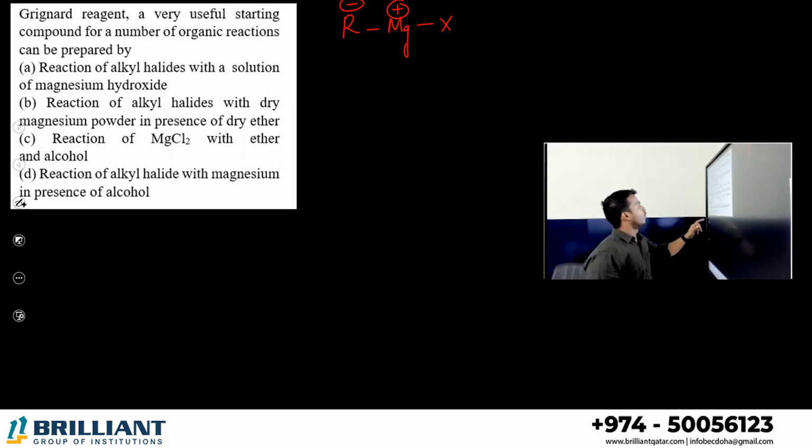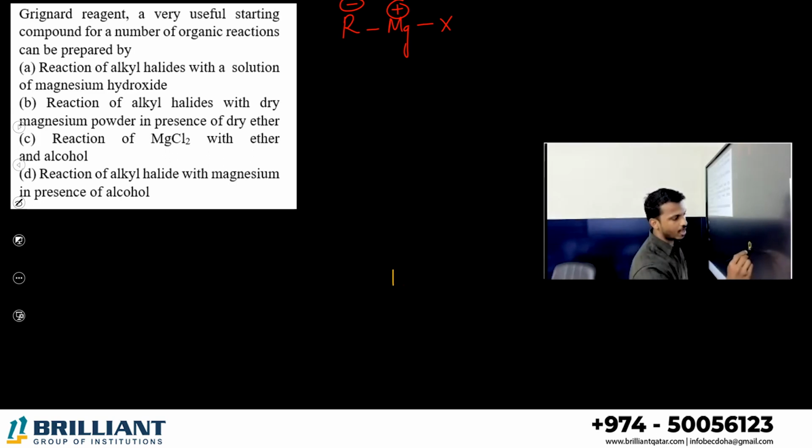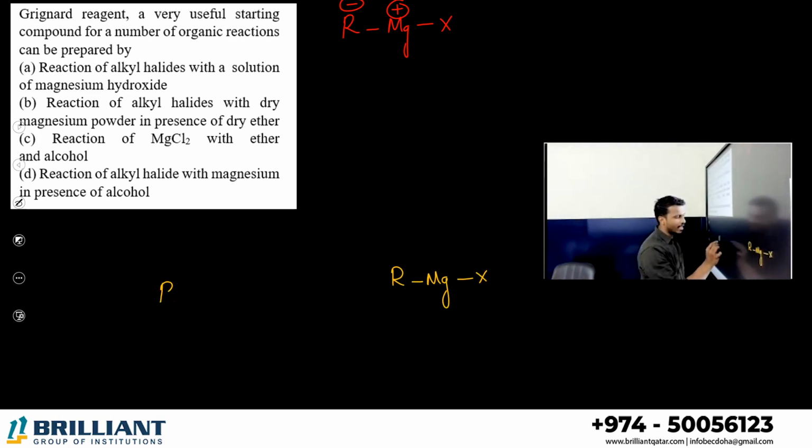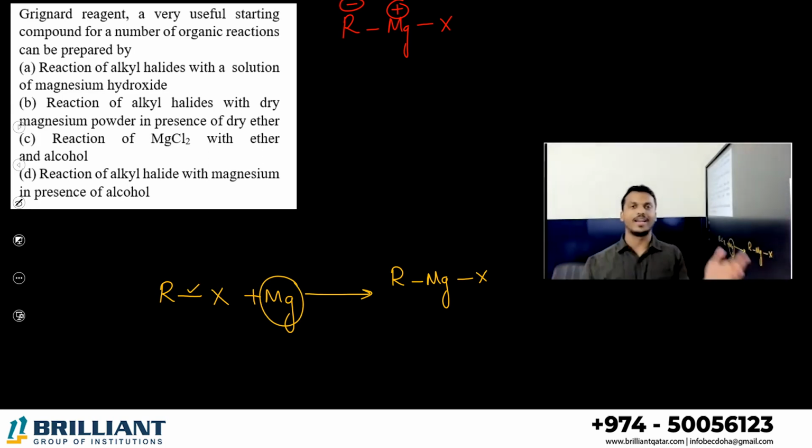Okay, what is the question? Grignard reagent, a very useful starting compound for a number of organic reactions, can be prepared by... How can we prepare Grignard reagent? That is the question. Very simple. RMgX, what are we doing? We are taking a haloalkane to which we are adding magnesium. This magnesium is going to add in between R and X. Alkyl, magnesium, halide. That's it.